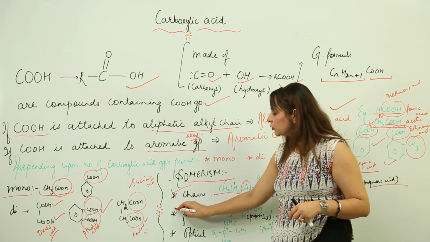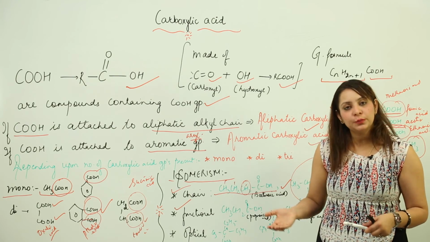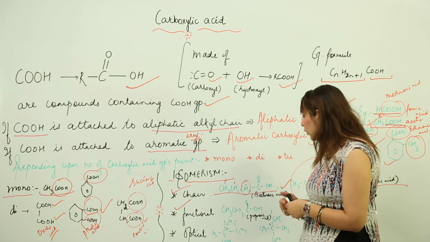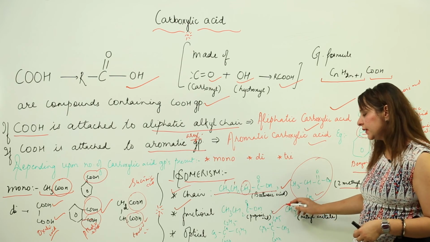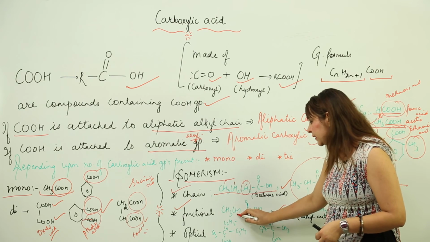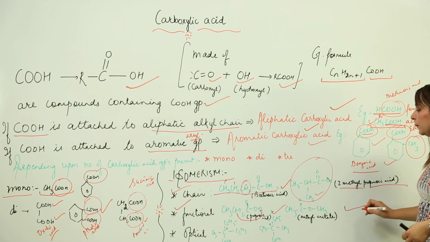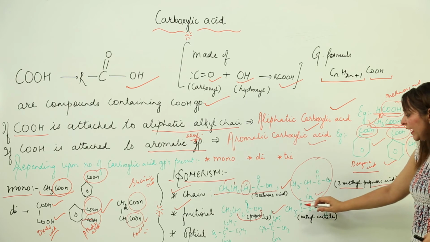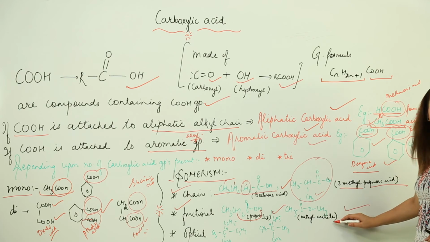Likewise, we can have functional isomerism. You know that functional isomerism is one in which the functional group totally changes. Here it is CH3, CH2, COOH, that is propanoic acid. Now if I move this to this side, it gets converted into an ester, CH3, COO, CH3. So this is methyl acetate.